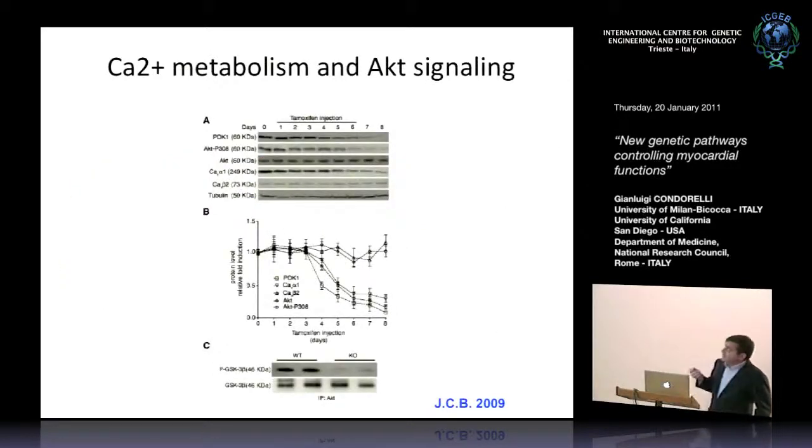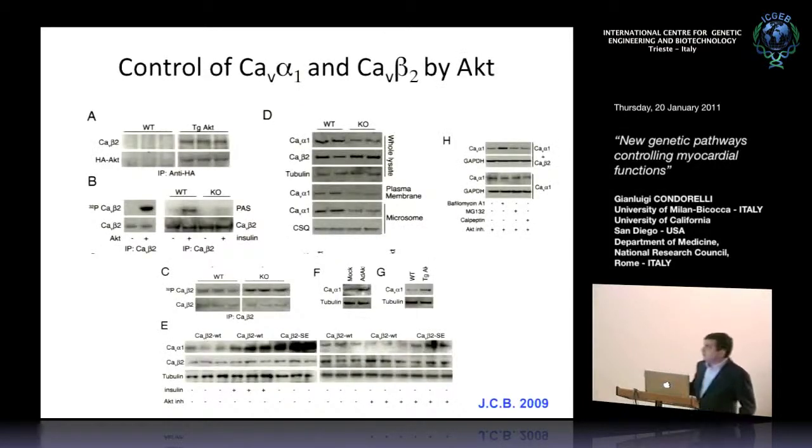So we looked at the level of alpha-1c proteins, and we found that there was a decrease in the amount of alpha-1c when you knocked out PDK1. This also correlated with the decrease in phosphorylation of AKT at residue 308, which is the residue that is phosphorylated by PDK1, and of course also the phosphorylation of one substrate of AKT, GSK3 beta, was decreased in the knockout. And then, to make a long story short, we found that the beta 2 subunit was phosphorylated in the transgenic for AKT and was less phosphorylated in the knockout of PDK1.